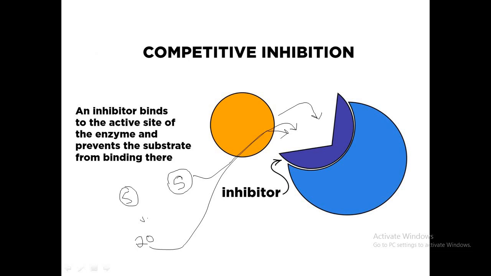So this is what happens in competitive inhibition. Because both the substrate and the inhibitor bind to the same site, if you increase the concentration of the substrate, there is a lesser chance for the inhibitor to come and bind to the active site, because every time the enzyme will have the opportunity to bind to the substrate. And because the concentration of inhibitor will be very low, it will also have less chance to encounter the enzyme active site.